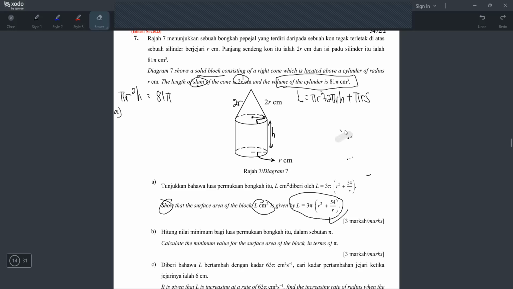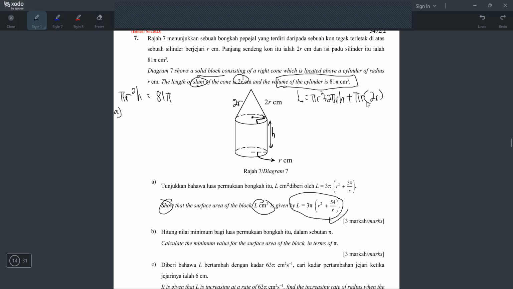So now, if you look at the answer, what they want us to do is L in terms of R, but my one is L in terms of R and in terms of H, right? And also got the S, but the S we actually know it already. The S is actually 2R, okay? Because the slanted height, S stands for slanted height, is 2R, all right?